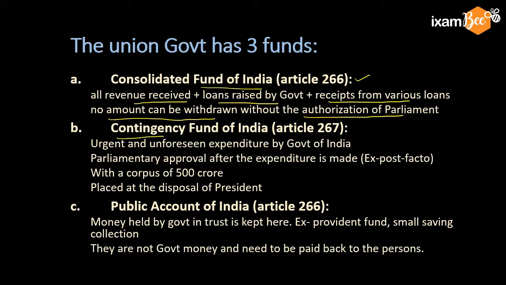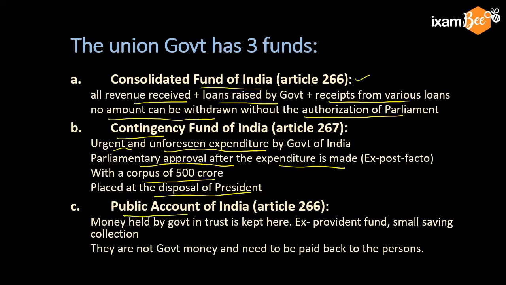Another fund is the Contingency Fund of India. This is for urgent or unforeseen expenditure by the Government of India, and here parliamentary approval is taken after the expenditure is made. There is a corpus of 500 crore under this, and it is at the disposal of the President of India.